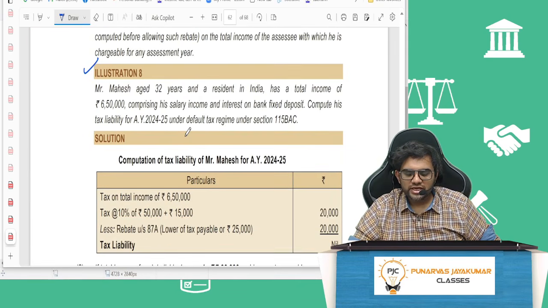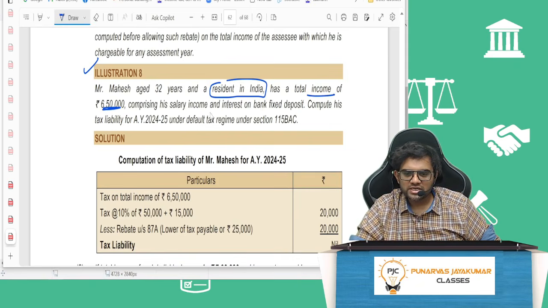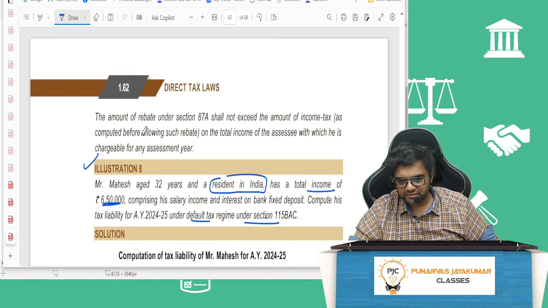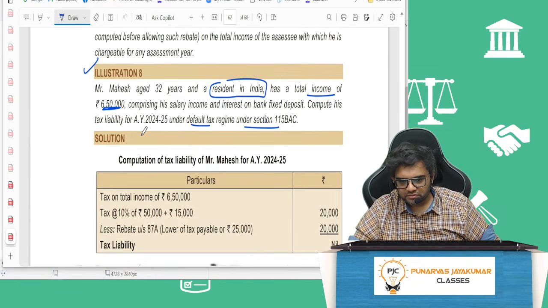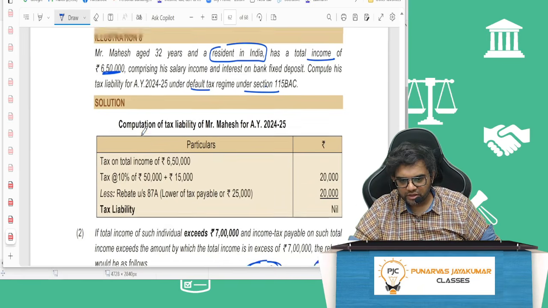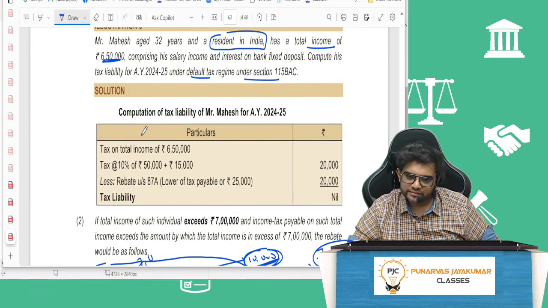Mr. Mahesh, age 32 years and a resident in India, has a total income of 6,50,000 comprising his salary income and interest on bank fixed deposit. Compute under default tax regime under section 115BAC. So will I compute? This is very easy. Up to 7 lakh full rebate you will get.